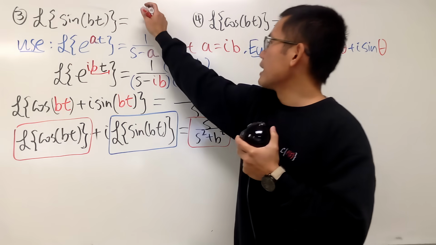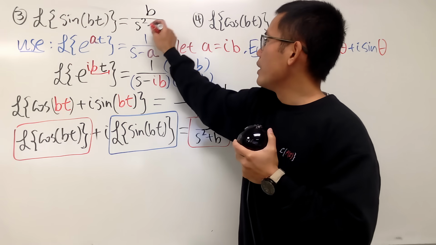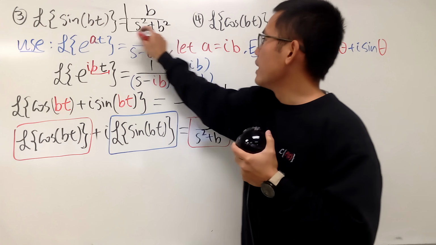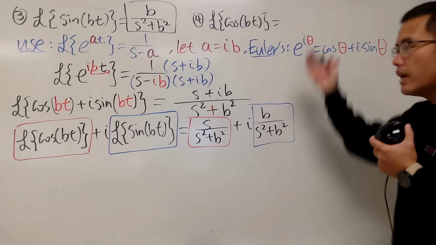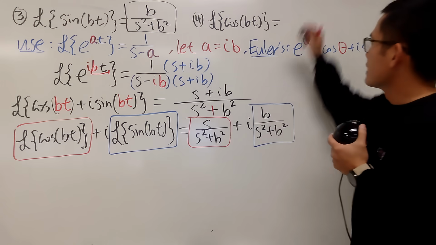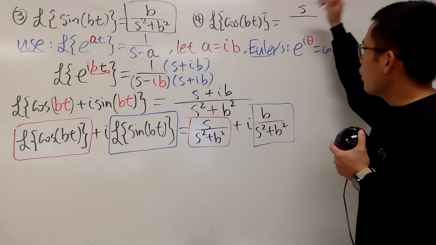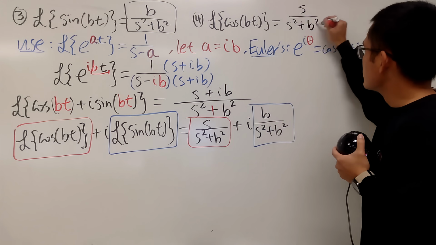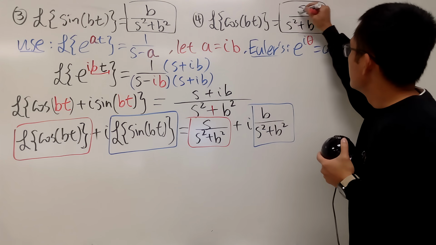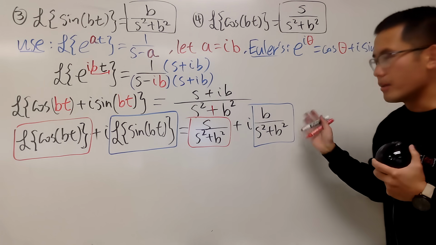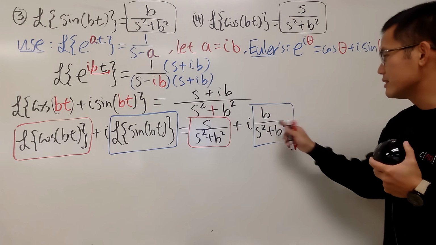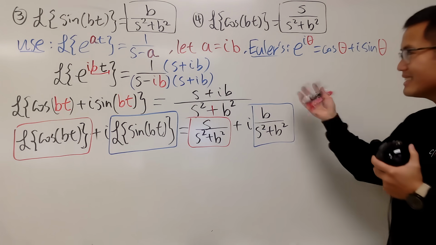We have the b on the top over s squared plus b squared. Again, we are done with that. And then for this, we will have s on the top, s over s squared plus b squared, like this. There's no 5 in my video, right? So just s. This is now 5. Anyway, that's it. Very cool, huh?